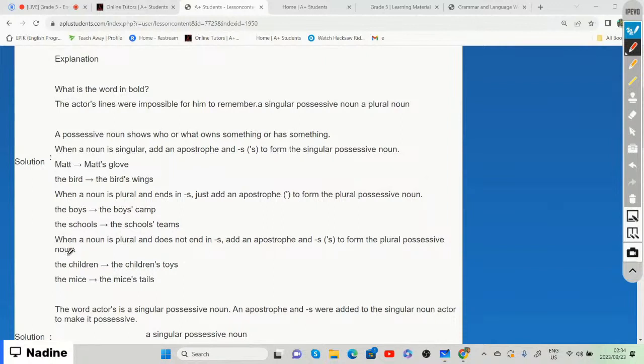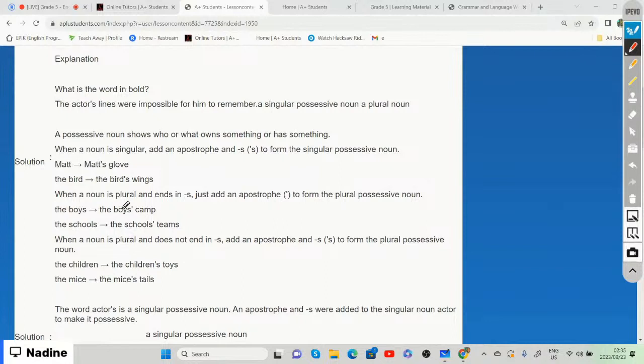And here we have an example. The boys, right? Shows more than one boy. It's plural, right? So the boys is just plural. But as soon as we say the boys' camp, right? Then here we just show that it's a possessive noun. It is a plural possessive noun, not just a singular, but a plural possessive noun.